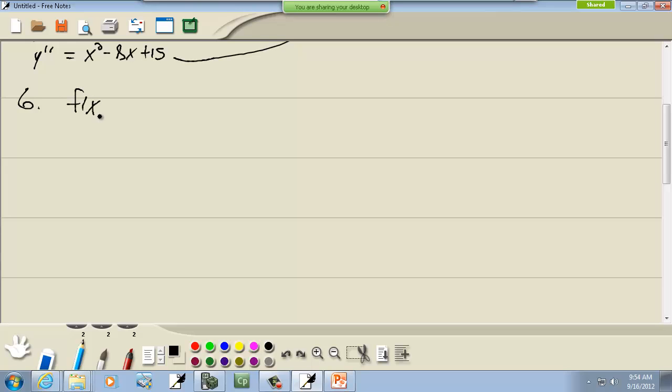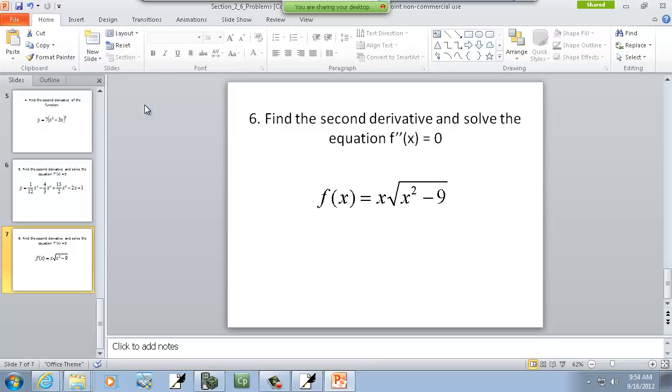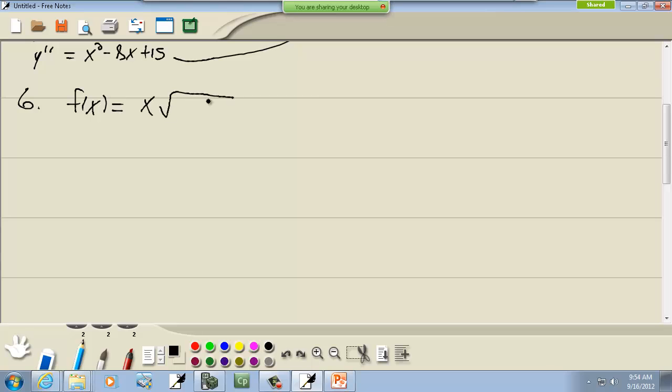Well, let's take a look at this one. x times the square root of x squared minus 9. Same instructions. Well, in order to find the second derivative, I need to get rid of the radical, so I put it in the fractional power form like that, rational exponent. And that's a product rule. We got something times something else. So this is going to be our P, and this will be our Q.